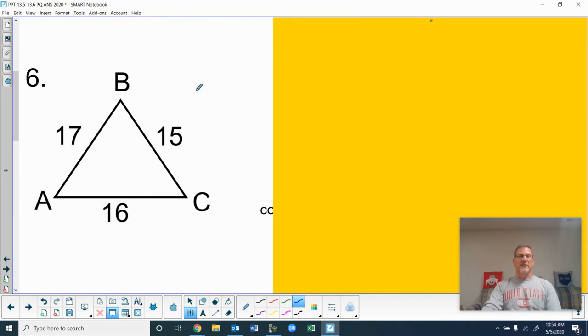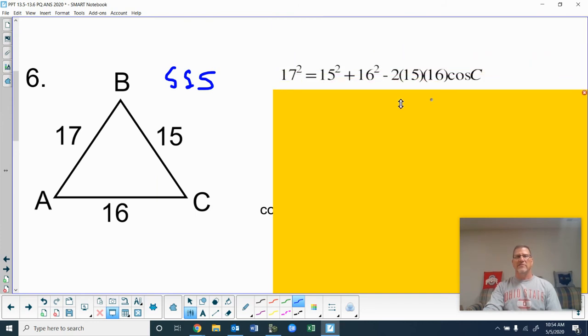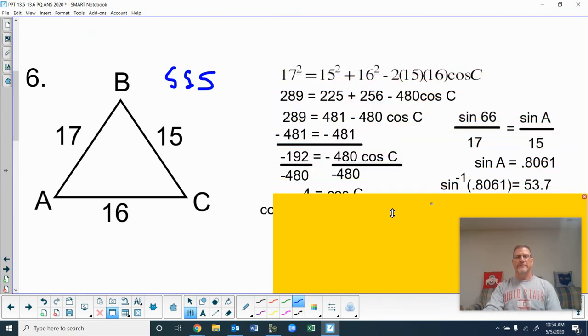Number 6 is another side side side problem. So I have to find the largest angle first, which 17 is the biggest. So I'm going to find angle C. Side 17, angle C is the biggest. So c squared equals, so there's all my work.